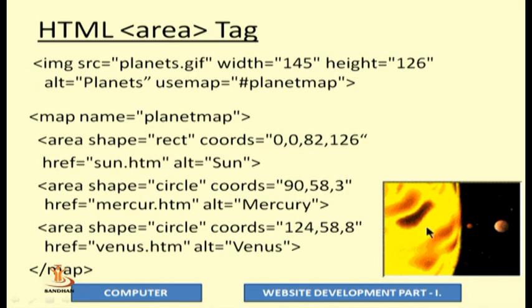So this 90 58 is a point somewhere over here, and I want this circle to be covered with this particular coordinate. So I have specified mercury.html. So when the user is clicking in this area, the user is sent to the mercury.html page. And similarly with Venus. For Venus I have specified coordinate 124 58 and size is 8. That is again shape is circle. So when the user moves somewhere over here and clicks on this area, the hyperlink goes to venus.html.